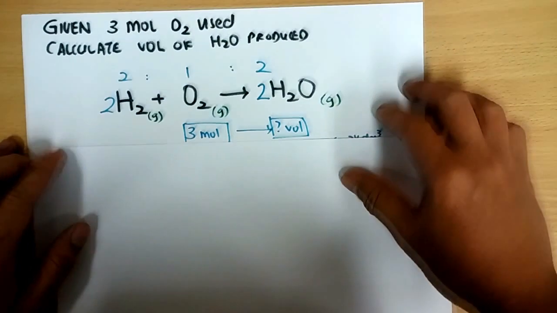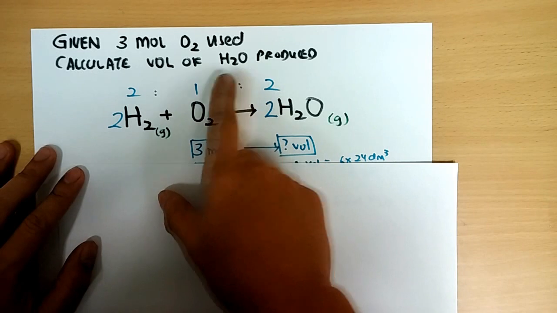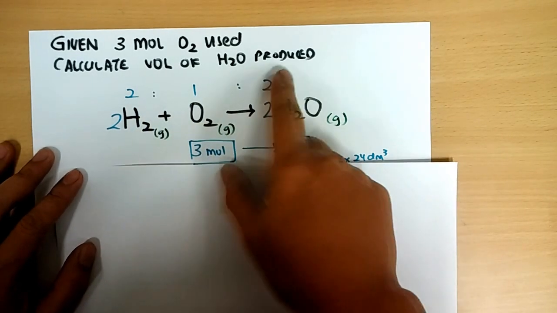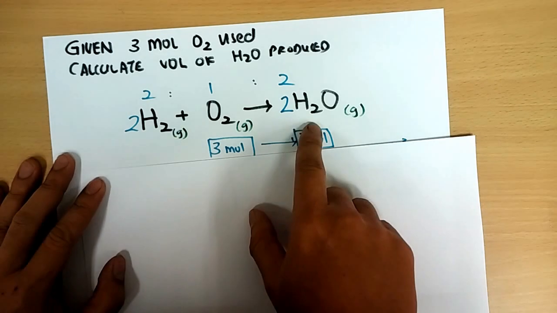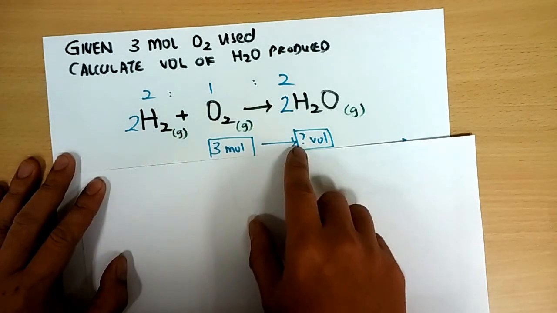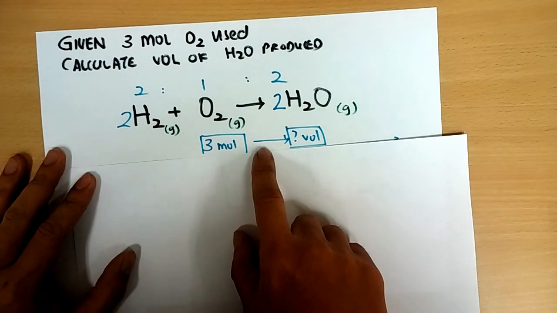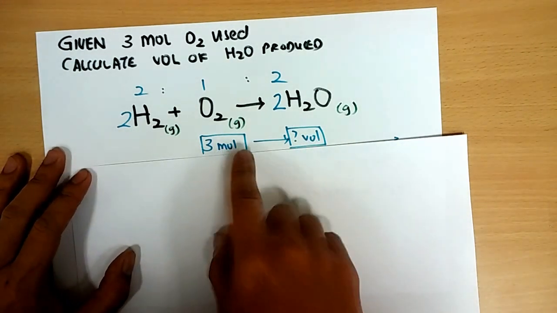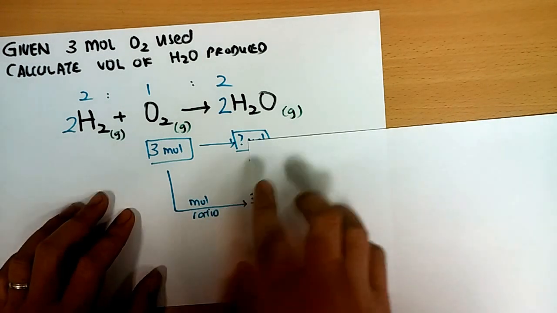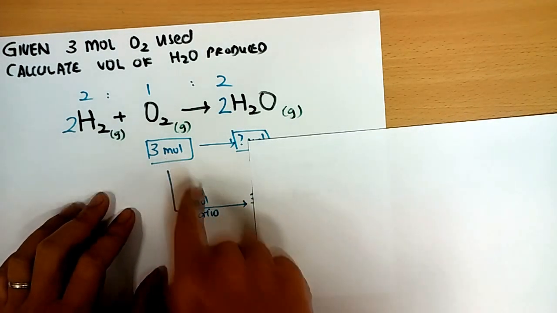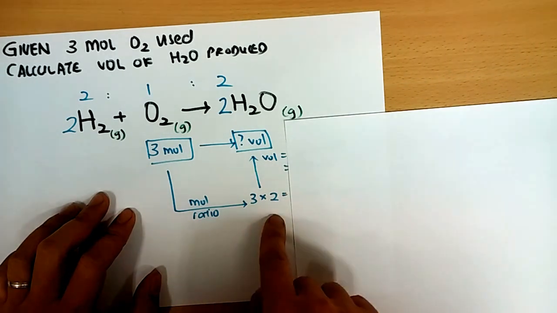So let's start with the first one. You are given 3 moles of oxygen gas. Calculate the volume of H2O produced. So this is what we do. Balance the equation. Put up the ratio. If 3 moles of oxygen gas was used, what is the volume? So step 1, use the mole ratio. Fine. So if this is 3 mole, this will be 3 times 2, 6 mole.